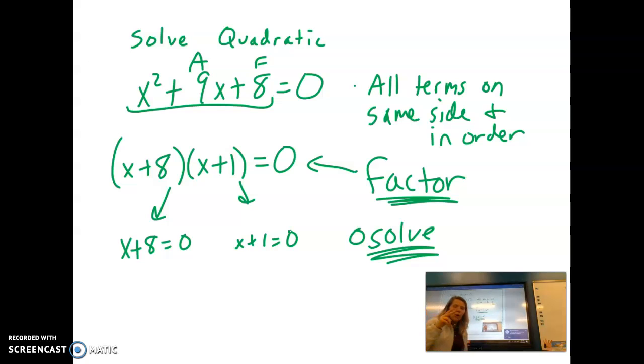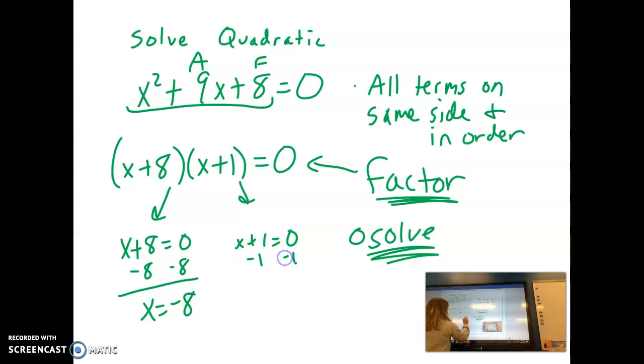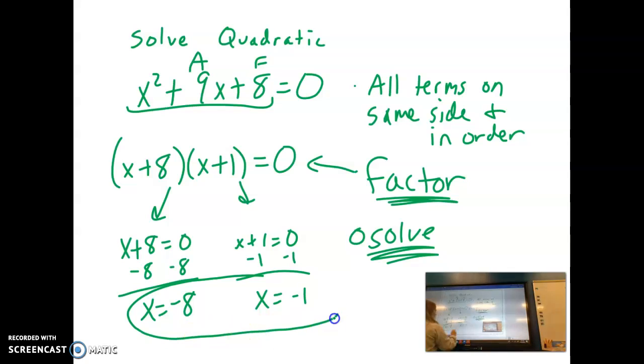Why do I get 2 solutions here? What do I mean by that? When I solve this side for x, I get x to be negative 8. When I solve this side, I get x equals negative 1. Notice I get 2 solutions here. And what's the reason that I get 2 when I've been getting 1?